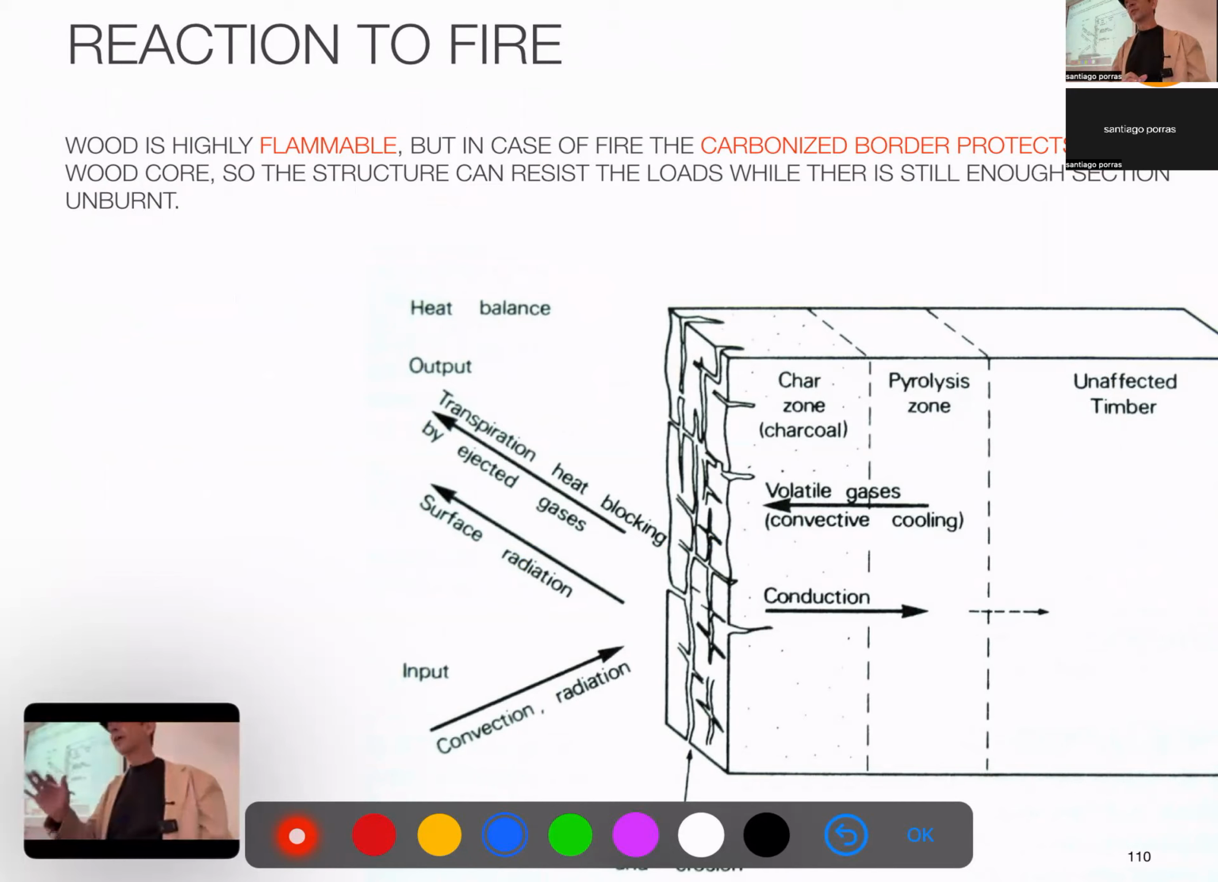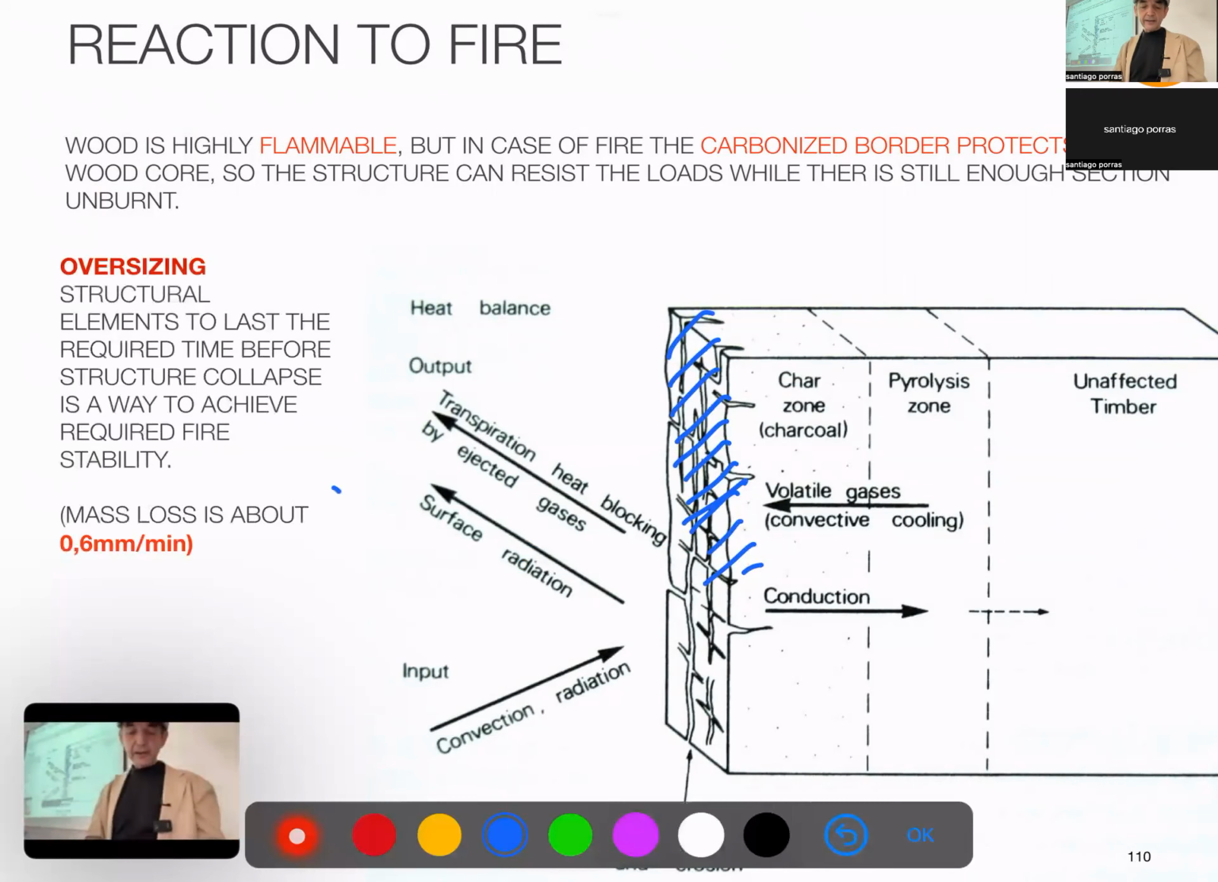Important, because this is a common question, is the reaction to fire. Timber burns, we know. But as it burns, it creates a coal layer on the outside. That's insulating, and that makes the fire slow down. This is why when we have a fireplace, thick logs last very long, right? They burn very slowly. And we can play with that in our favor.